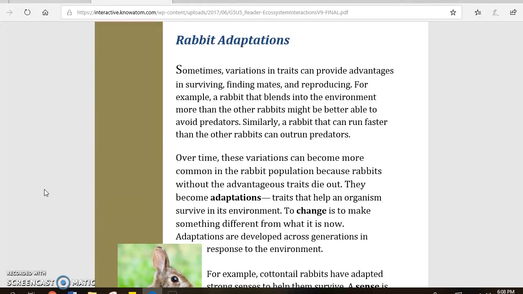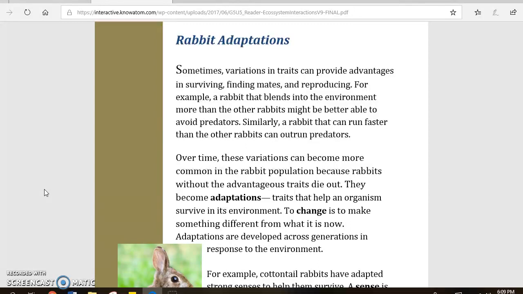Rabbit adaptations. Sometimes variations in traits can provide advantages in surviving, finding mates, and reproducing. For example, a rabbit that blends into the environment more than other rabbits might be better able to avoid predators. Similarly, a rabbit that can run faster than other rabbits can outrun predators. Over time, these variations can become more common in the rabbit population because rabbits without the advantageous traits die out. They become adaptations, traits that help an organism survive in its environment.